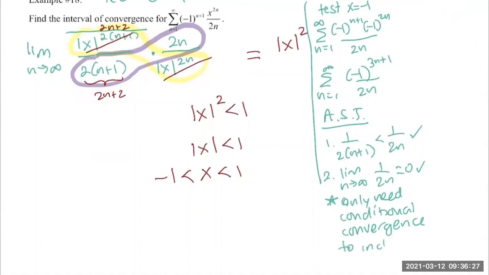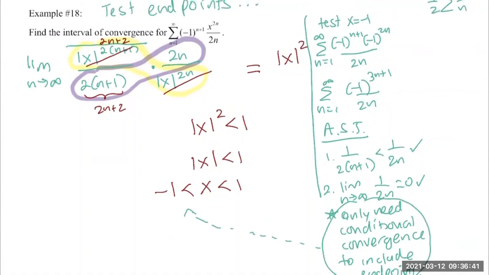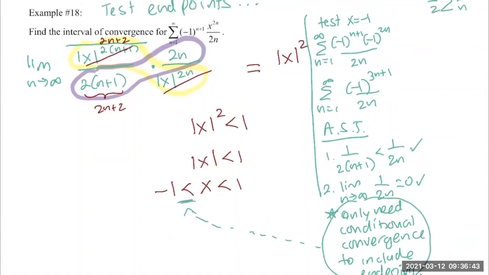To include endpoints. So what does it mean to include endpoints? So I'm going to draw this little bubble thing here and then draw an arrow, because sometimes I have kids, they do all of that work, but then they forget to go back. Include the endpoint means that -1 is going to result in a series that's conditionally convergent. So I'm going to include that endpoint. So that's going to be equals to -1.